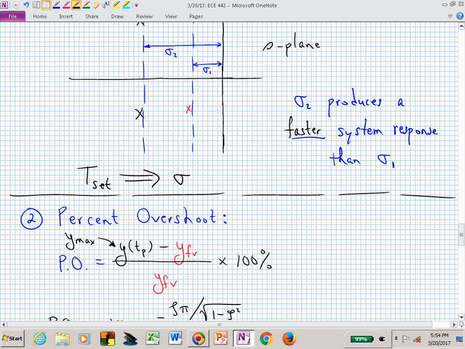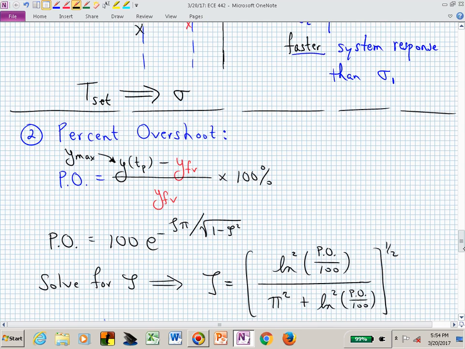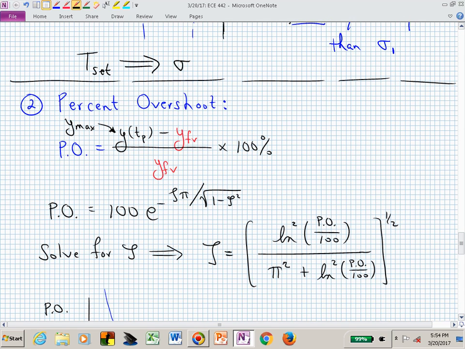Percent overshoot. And I tried to color code this. Obviously, I needed something to do. But the final value of the output was red in the transient response. And some people get that confused. Where do I put y max and where do I put y final value? Well, the final value goes in the denominator, and you want the difference between the maximum and the final value, divided by y final value, which gives us the percent overshoot when scaled by 100%.